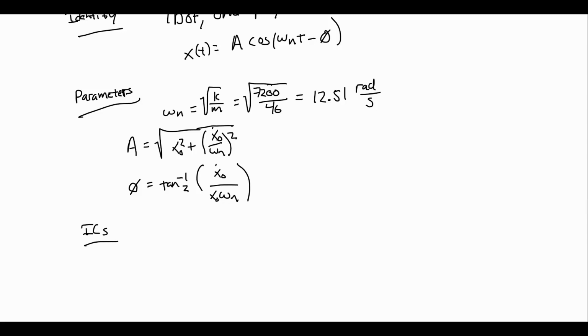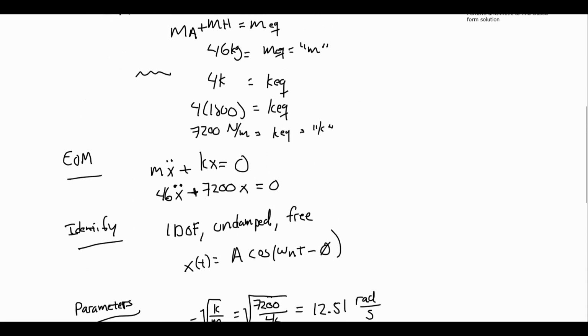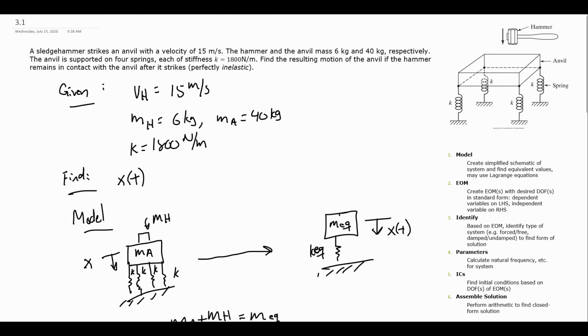So next step, identifying our initial conditions. What is our initial position? What is our initial velocity? Now going back up to our problem statement, the initial position at least seems like it would be very simple. The anvil is at rest, it's on these springs, so we would naively say, well, the initial position of our system is 0.